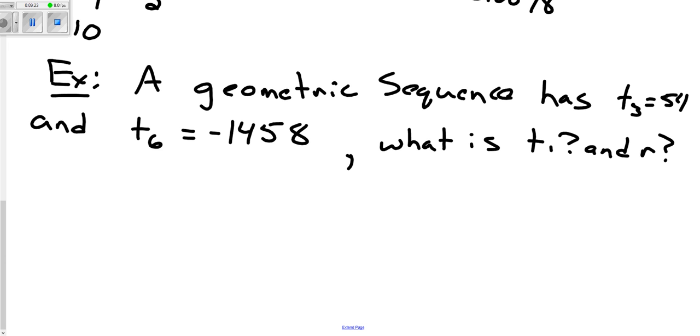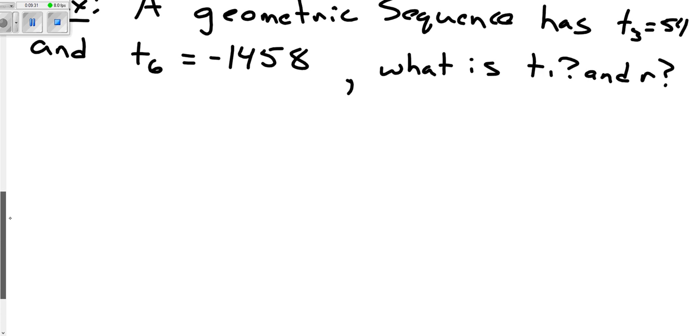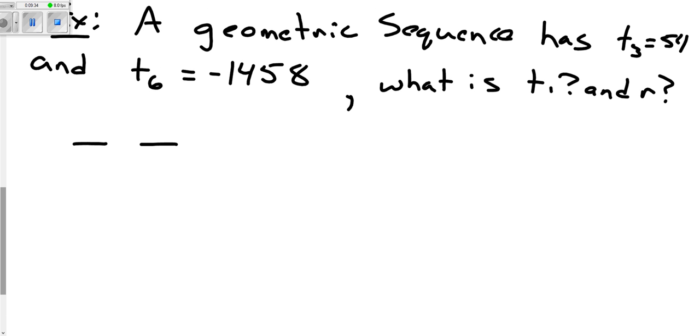So for stuff like this, sometimes what I like to do, because I like these questions a lot, is I just like to make little dashes for little placeholders. 1, 2, 3, 4, 5, 6. Because I've been given 6 terms. I know T3 and T6. So now this one is 54. This is negative 1,458. I need to know what T1 is, and I need R.